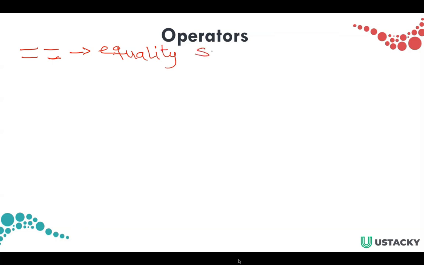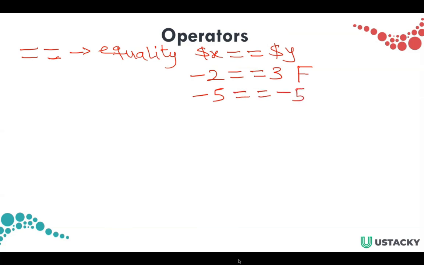At least you can check if $x is the same thing as $y. For example, checking if -2 is the same thing as 3. This will return false. But for -5 is the same thing as -5, this will return true. The difference between the two equality sign and one equality sign is that two equality sign checks for equality. It is used for conditional statements.